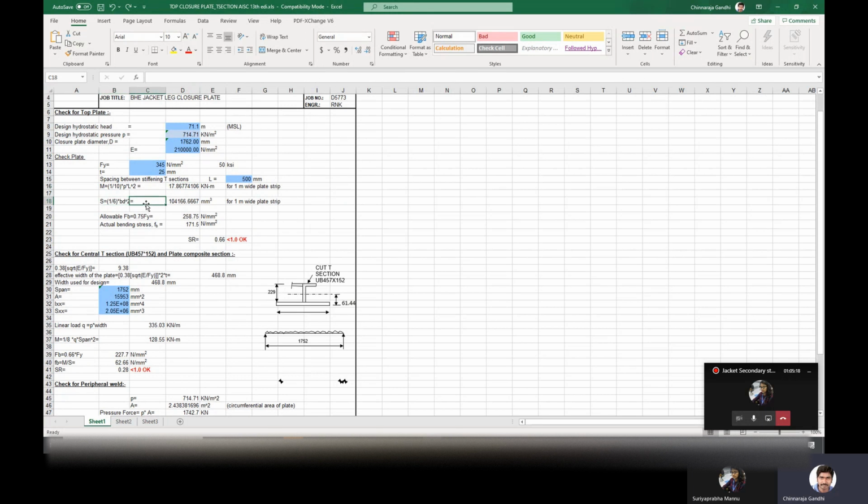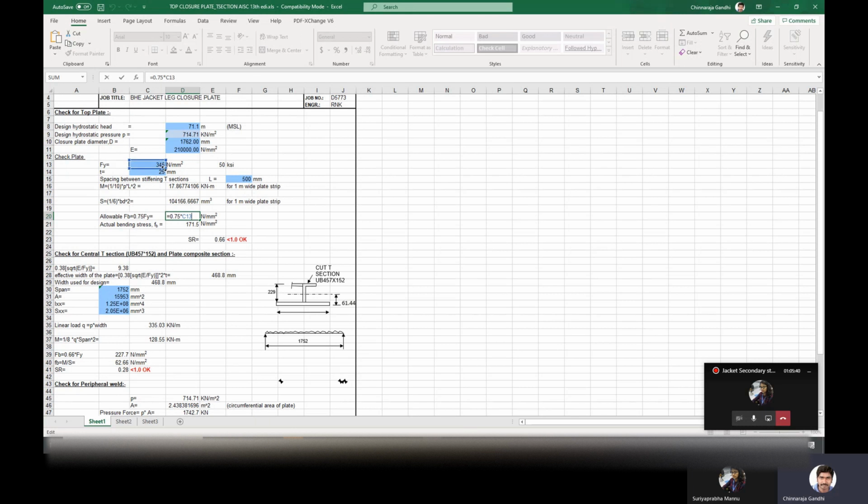You know that BD square by 6 for this one. So we are calculating the section modulus for this plate, for this 1 meter width of plate that we have taken. Then allowable stress: we know that for bending it is 0.75 into Fy.